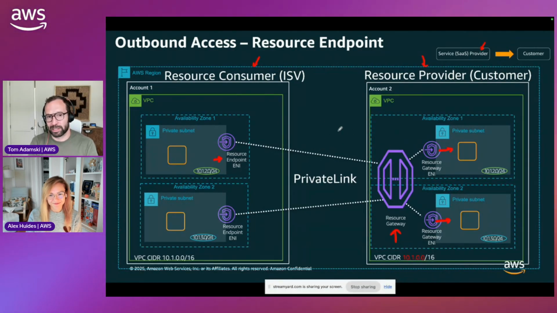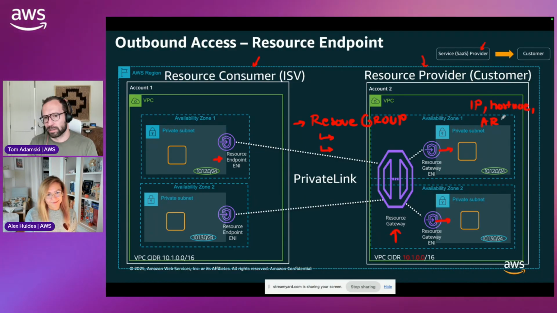And then the final step is to define the resources. With resource endpoints, you would define a resource group because you can only share one thing through this model. You either share a single resource, which is not very exciting, or a resource group that could include a bunch of different resources of the same type. And when we say resources, we mean either an IP address, a host name, or an ARN or resource identifier for AWS services. Today, that's currently only RDS.